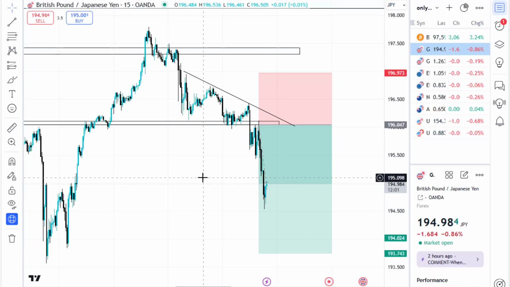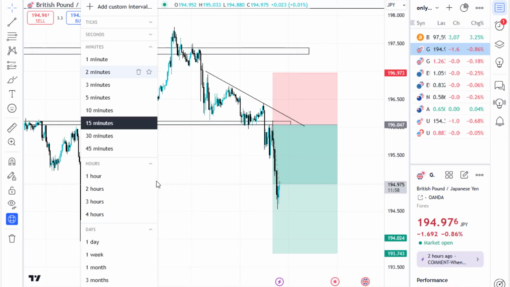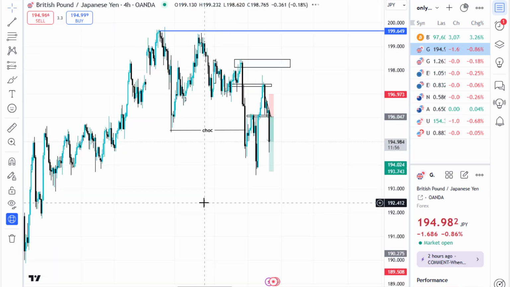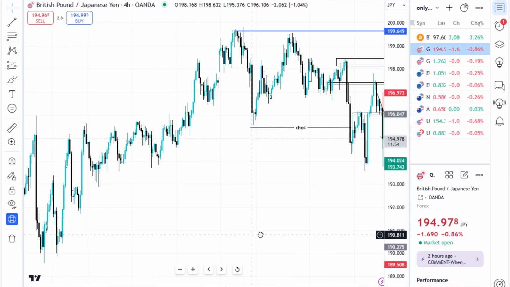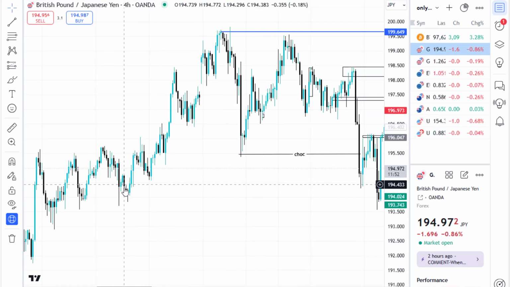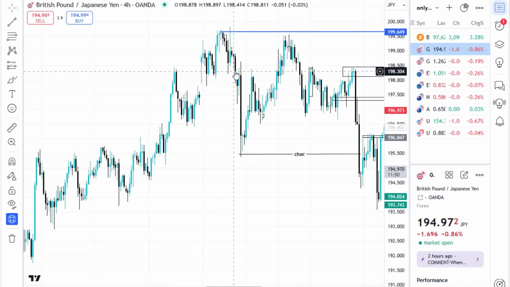This one here was taken earlier on, based on, let's go to the H4 time frame. We also have a change of character based on the H4. You can see we had an uptrending market creating a series of higher highs and higher lows.